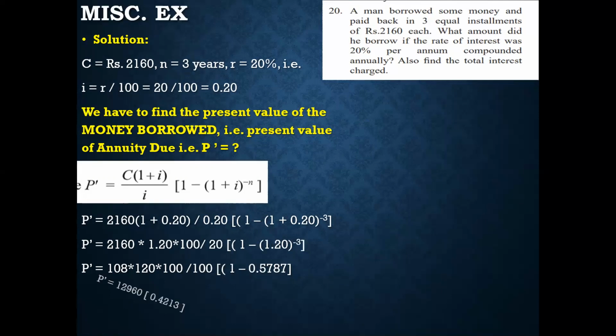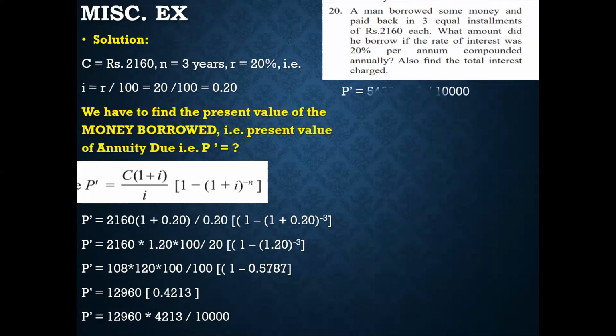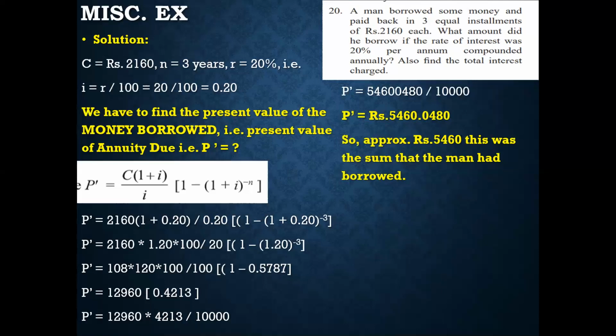0.5787. So on cancelling 100, you're left with 12,960 into 0.4213. Removing the decimal, I get 4213 divided by 10,000, which gives you 54,600.480 divided by 10,000. So the value sums up to 5,460.0480, which is approximately 5460. So the money which the person had borrowed, that is present value of the annuity due, is rupees 5460.